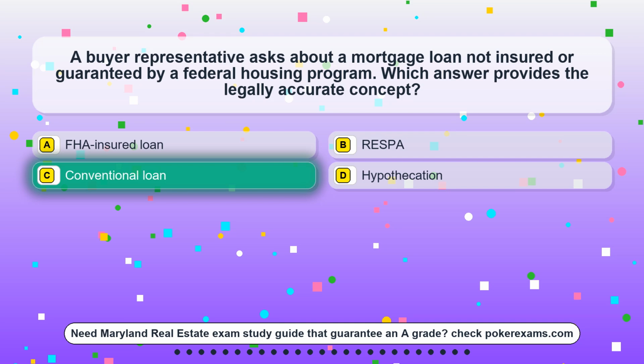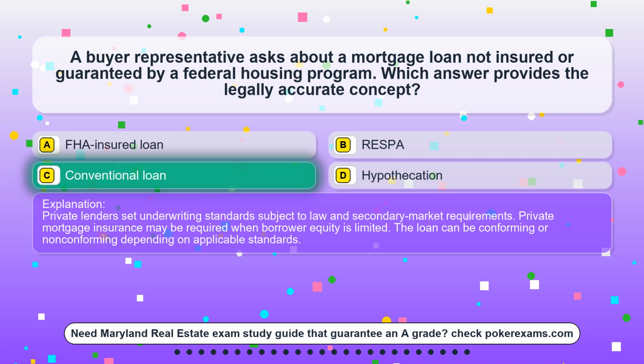The correct answer is option C, conventional loan. Private lenders set underwriting standards subject to law and secondary-market requirements. Private mortgage insurance may be required when borrower equity is limited. The loan can be conforming or non-conforming depending on applicable standards.